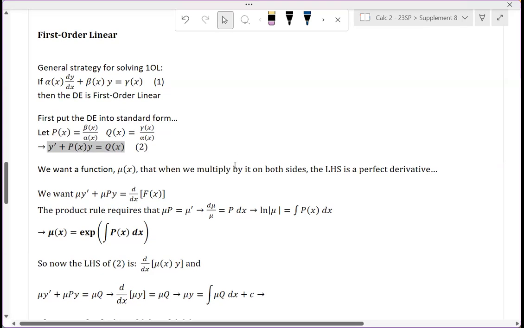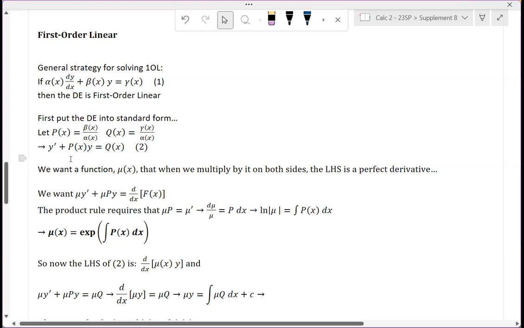Now, if you remember the way that we solved that first order linear equation in the application, we said, well, if I didn't have this p of x y term, y prime equals q of x, that's super easy to solve. That's just an integral. You just integrate both sides and you get y equals the integral of q of x, and you're done. The problem is this y term here, right? I can't just put this term on the other side and integrate, because then I'm integrating y and I don't know what y is to start with.